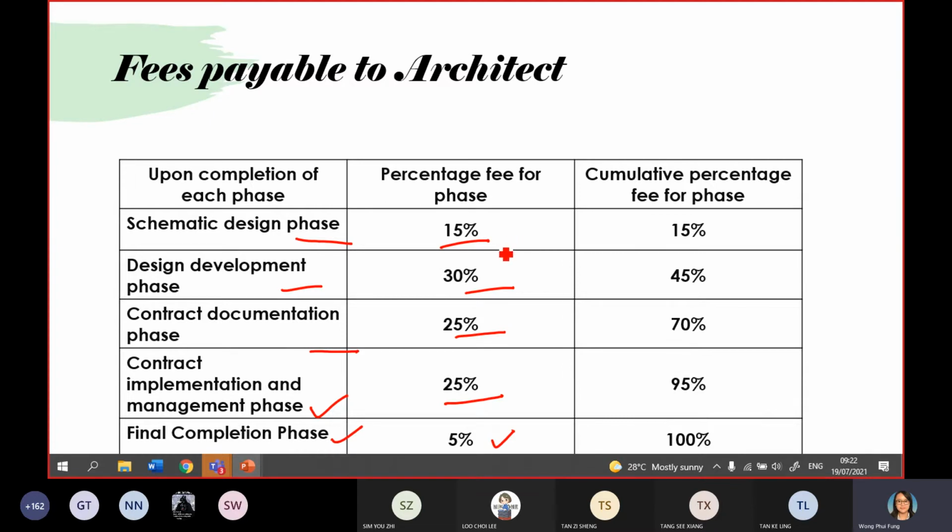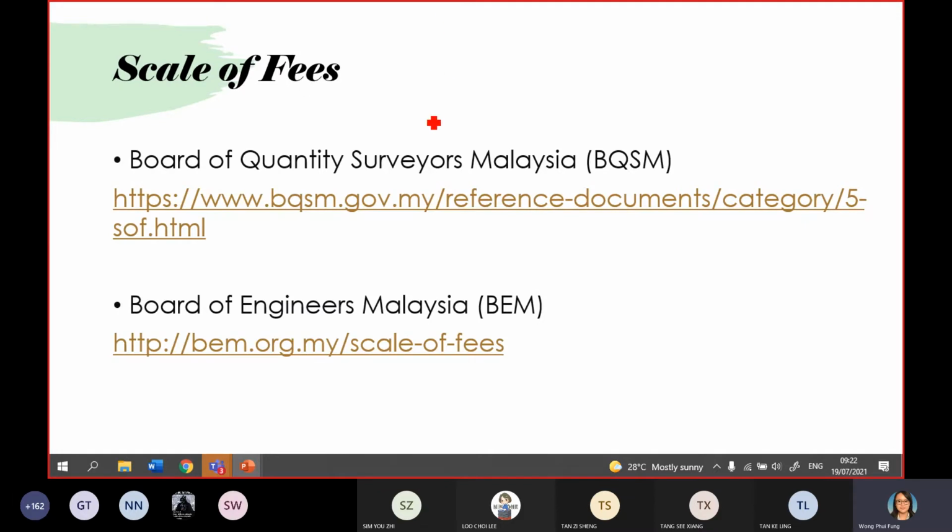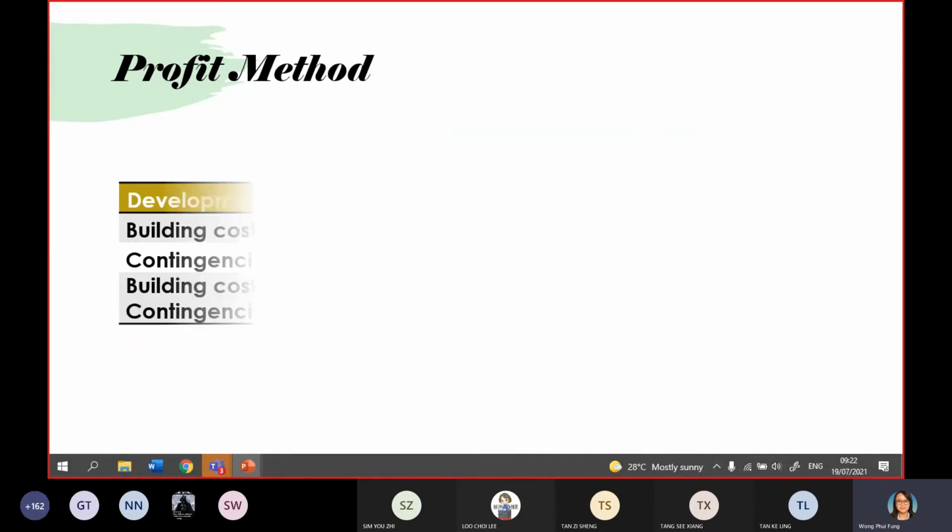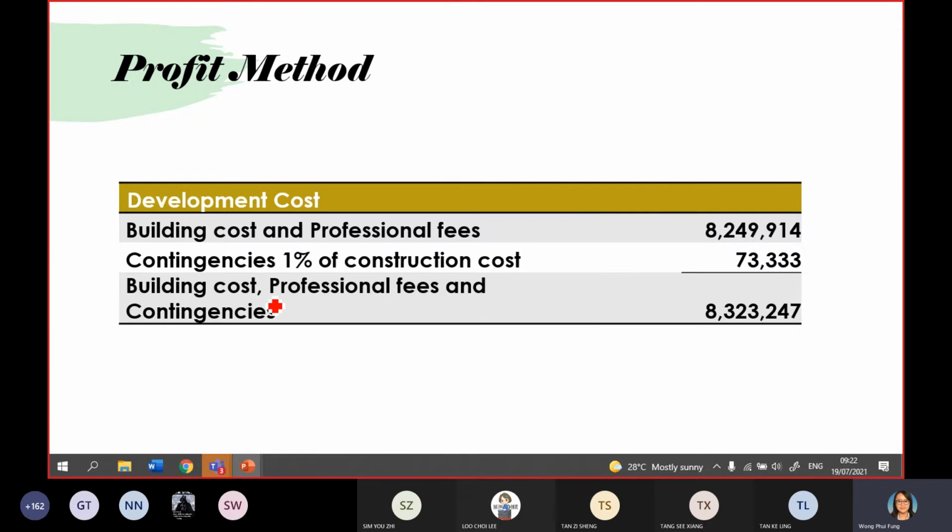Okay, so I hope you get this clear, because later on I'm going to explain some of the theory. For other skill fees, like for QS or engineer, you can actually go to this website to get the fee. Okay, all right. After you add up the building cost and professional fee, you allow contingency.